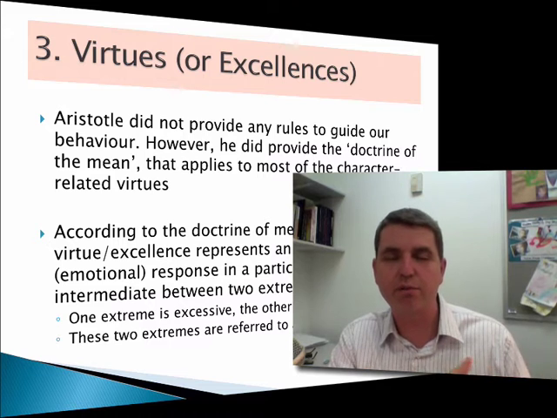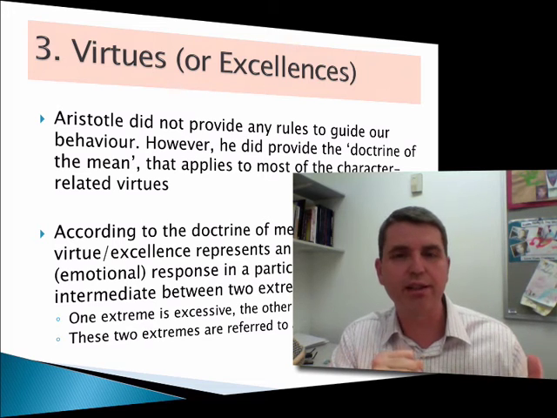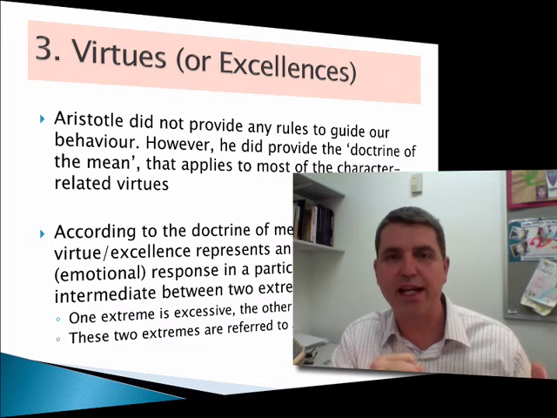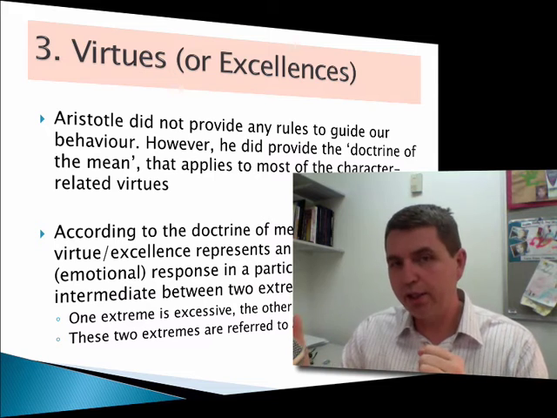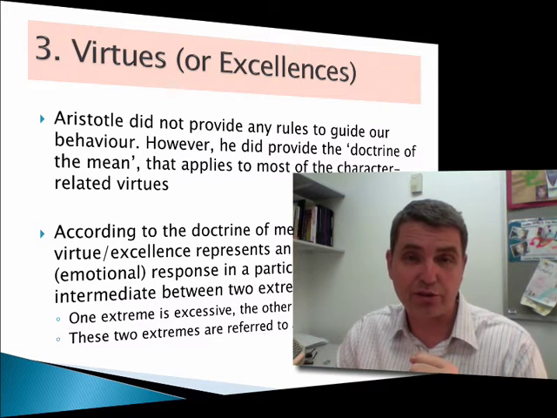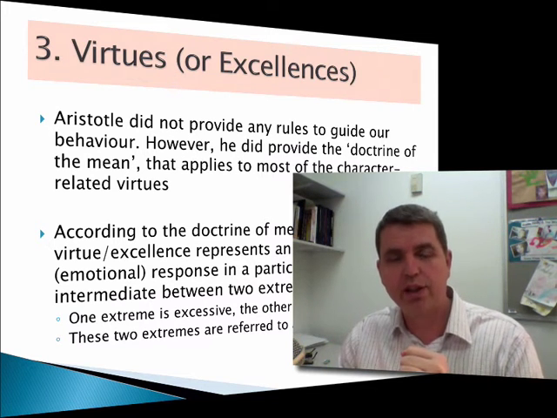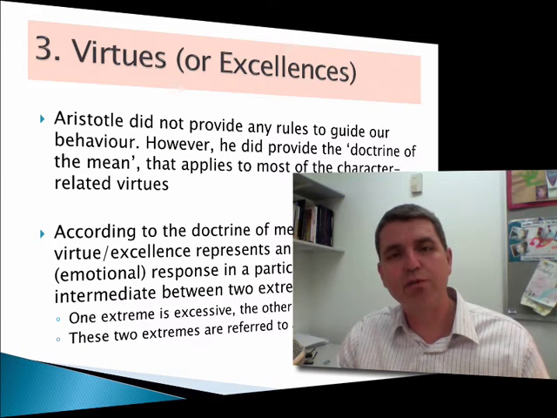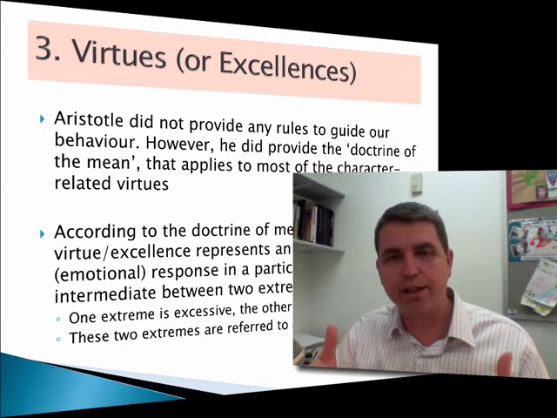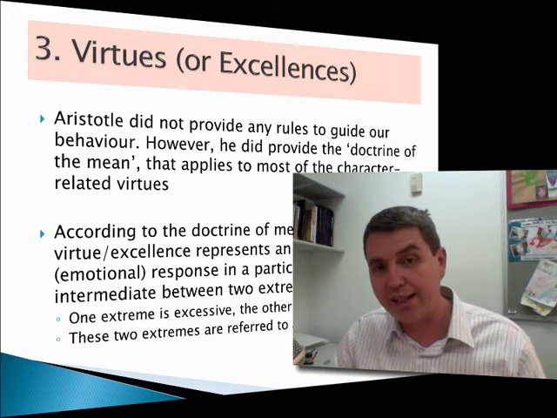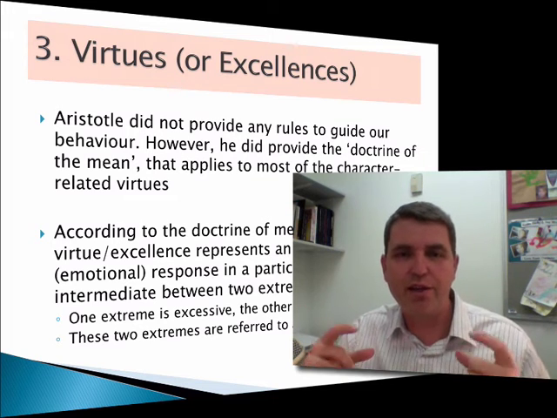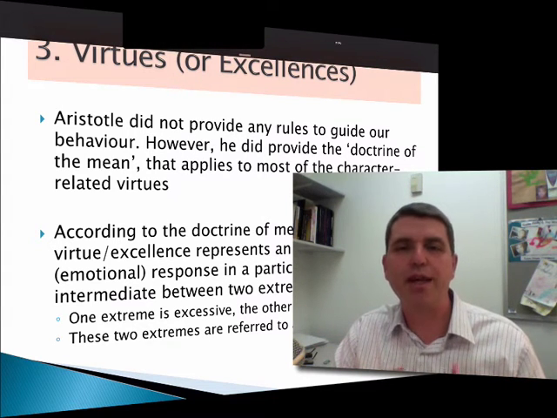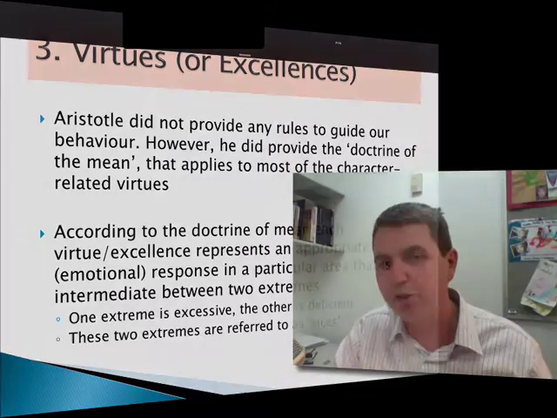So let's just take one of the easier ones, courage. Courage is a virtue. We want to be courageous. At one end of the continuum is cowardice, the lack of courage. At the other end of the continuum is rashness, too much of the courage. So the idea here is that we want to be in the middle, not an excess, not a deficiency. That is how we know that we're acting in accordance with a virtue.